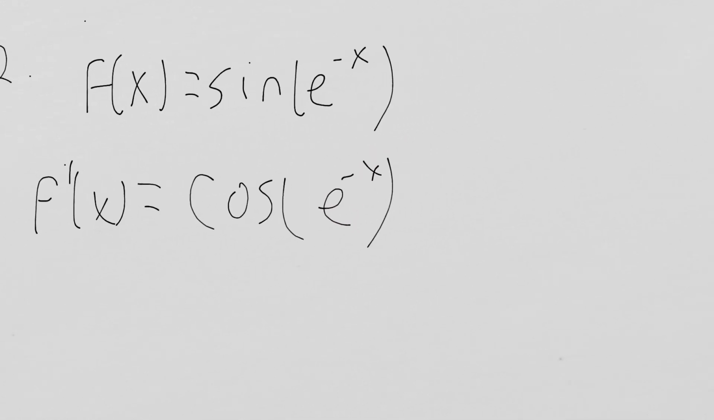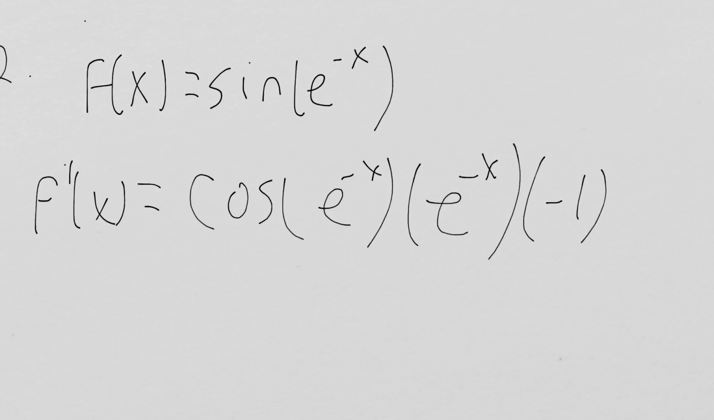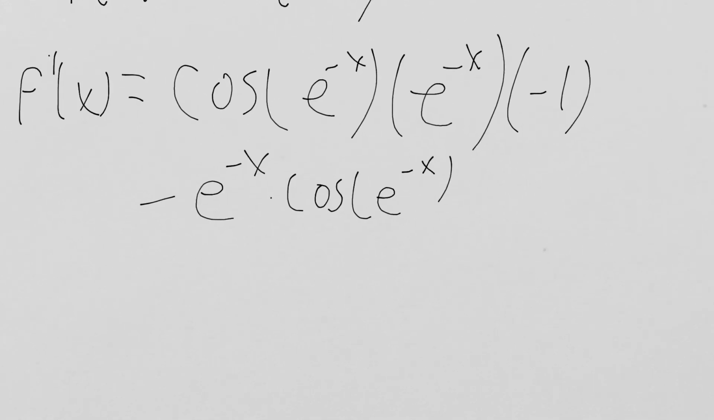Well, the derivative of e to the negative x is e to the negative x. But then we have to multiply by the derivative of negative x, which is just negative 1. So overall, that's going to give us negative e to the negative x times cosine e to the negative x if we do a little rearranging. So it looks like that is answer E.